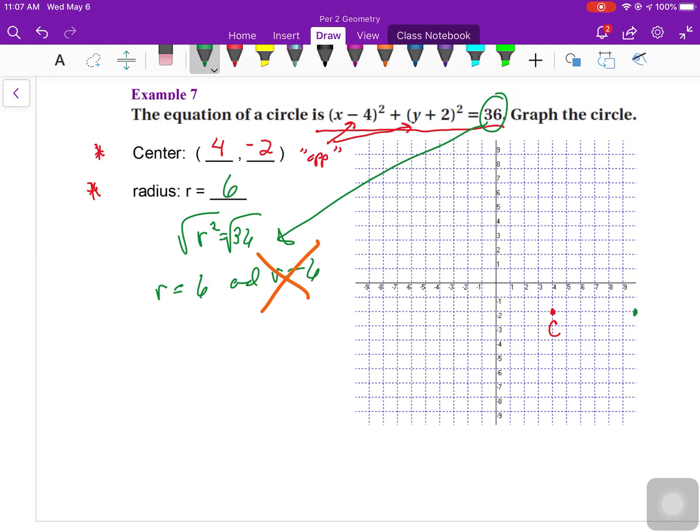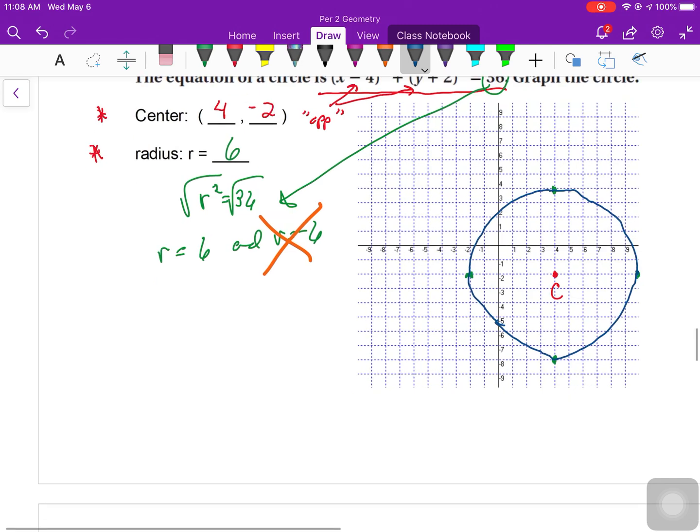To sketch our graph, we'll start at the center. We'll move right 6: 1, 2, 3, 4, 5, 6. Up 6: 1, 2, 3, 4, 5, 6. Left 6: 1, 2, 3, 4, 5, 6. And down 6: 1, 2, 3, 4, 5, 6. And then we'll just try to sketch a graph that goes through those points. Again, this circle does not have to be perfect. We just want it to go through these critical points. And, of course, we do want it to look like a circle.